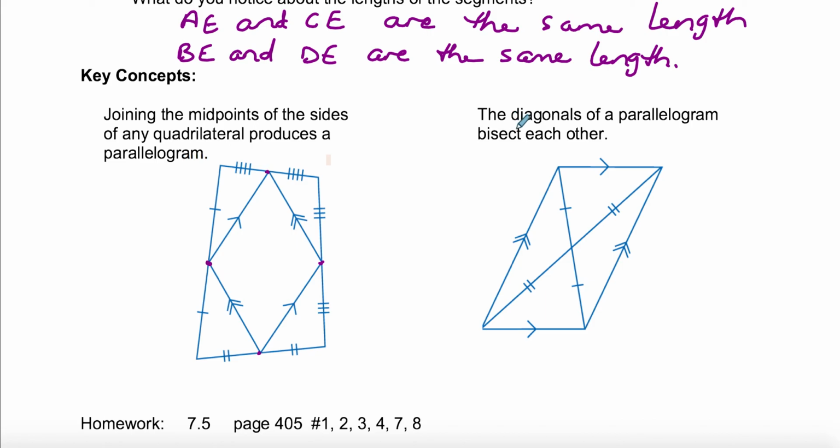Another property is that the diagonals of a parallelogram bisect each other. So if I want to find out where the center is, I can just draw two diagonals, and the diagonal is bisected so that this length here is the same as the length down here.